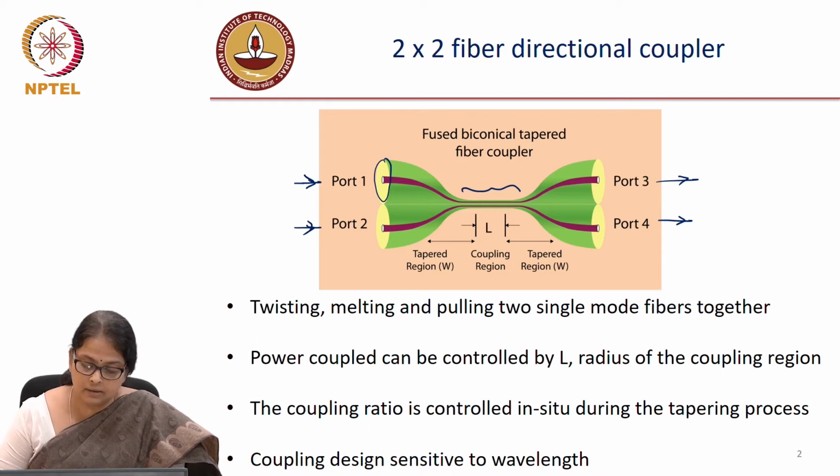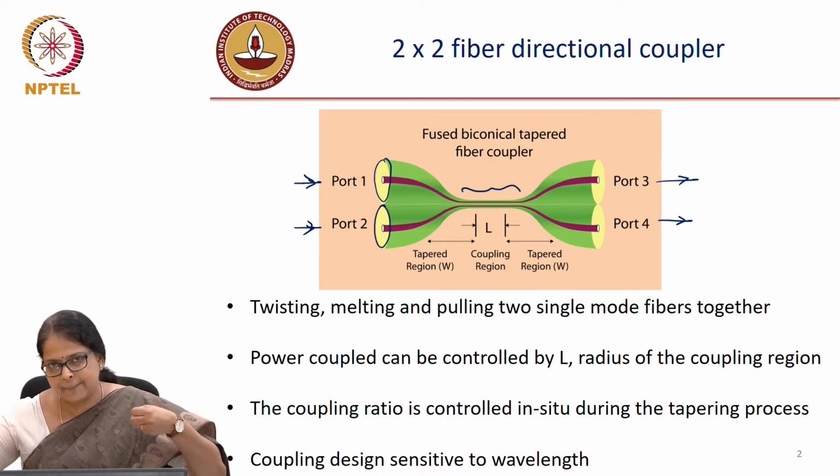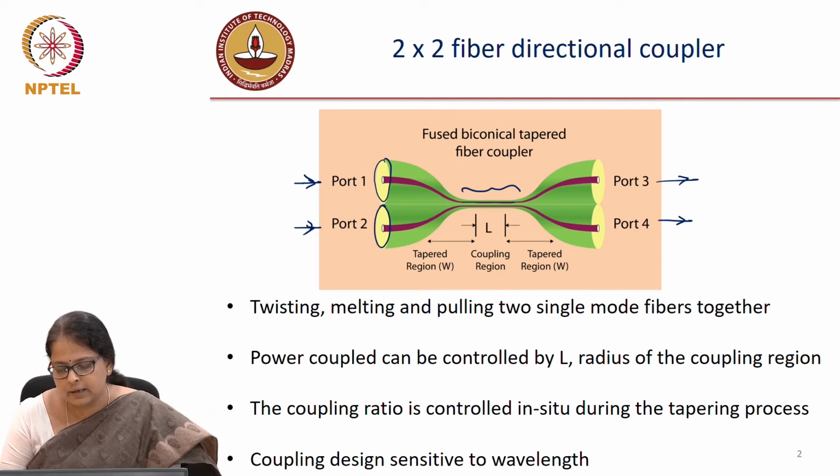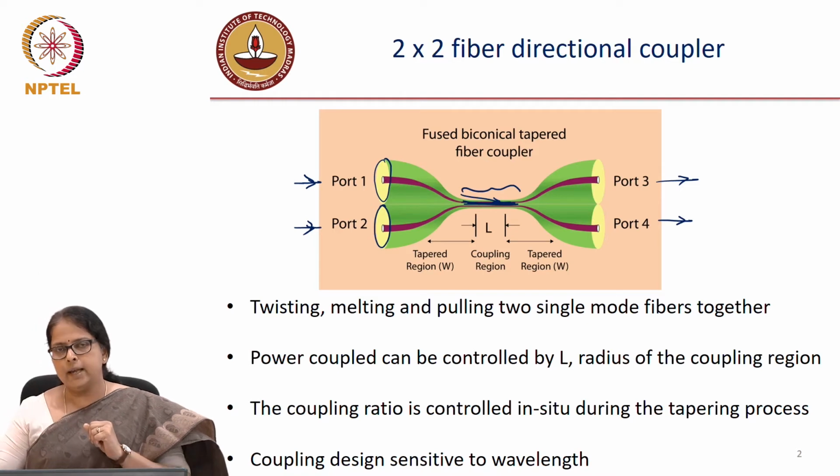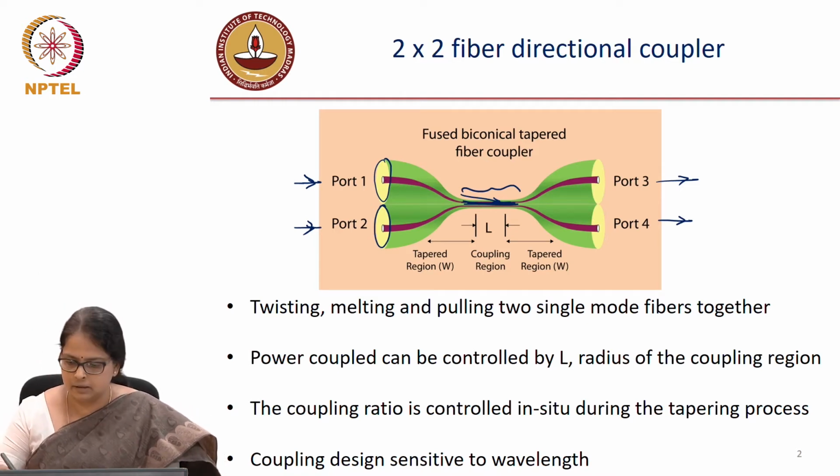This is how the coupler actually looks. You have the two single mode fibers. These are the two cores of the single mode fibers, and when you have tapered it, the cores are merged in this region. So there is a power transfer between the two cores, and by controlling the length over which this transfer of power happens, you can control the power in the two outputs.